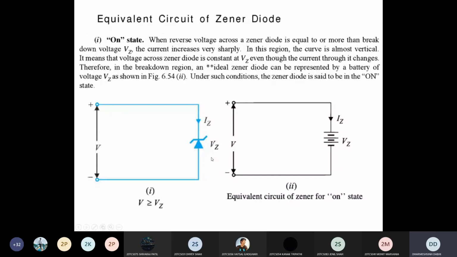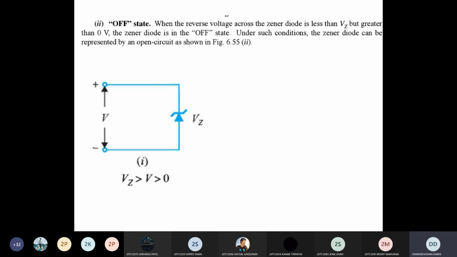So it means what? There is no breakdown. So in this condition, your Zener diode acts as a what? Open circuit or open switch? Yes or no? Because it is not conducting, it acts as an open switch. Clear? So you can see here that this Zener voltage Vz is greater than V, the supply voltage.